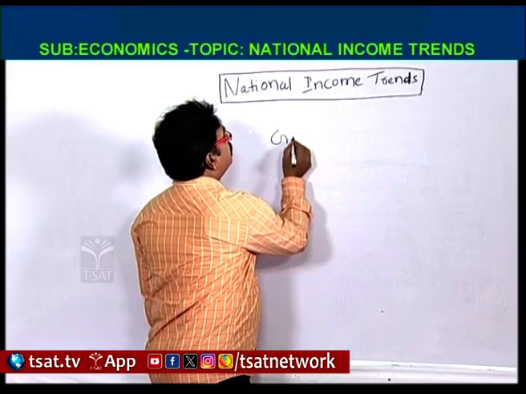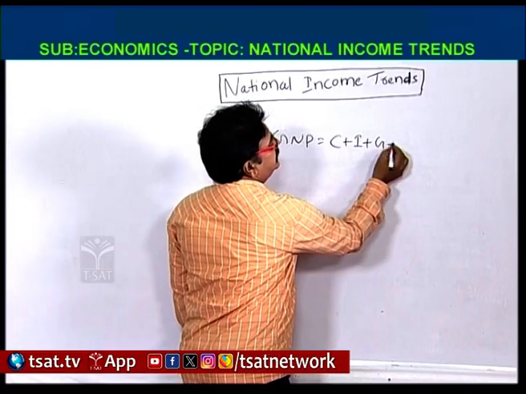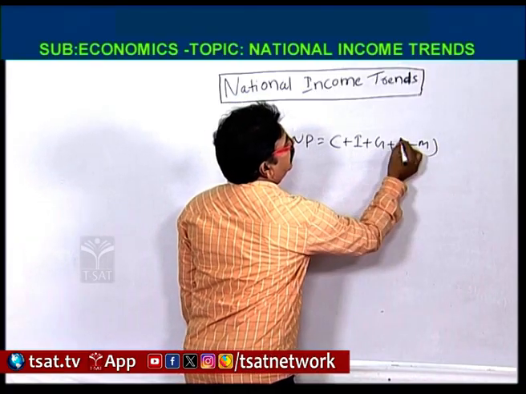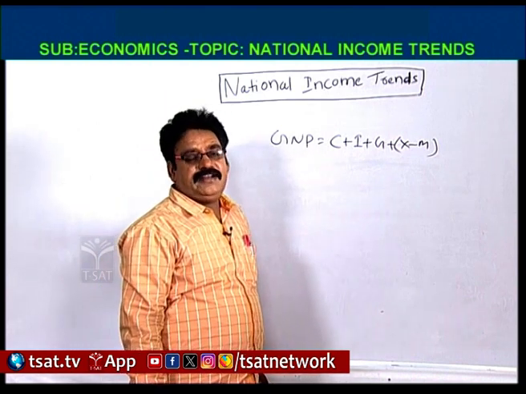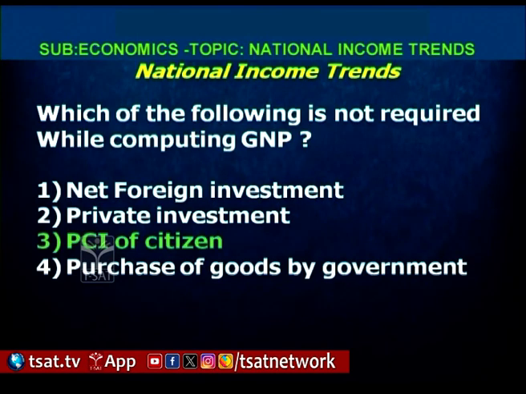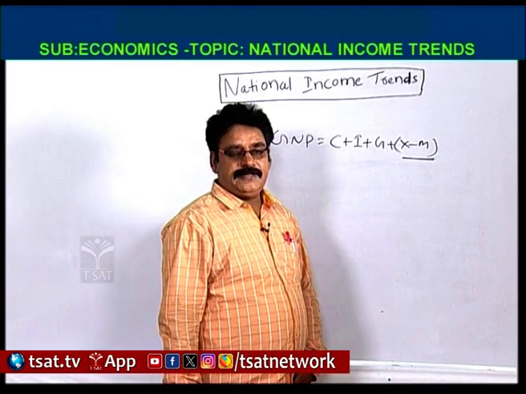GNP is equal to C plus I plus G plus X minus M. Here the options given are, net foreign investment. Net foreign income, we can say investment, we can say income. Net foreign income means exports minus imports. Whatever goods are exported by India and whatever goods are imported by India, the difference between X minus M is called net foreign investment.